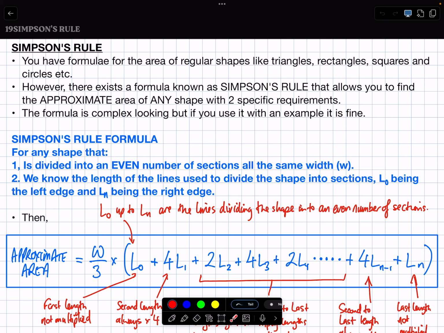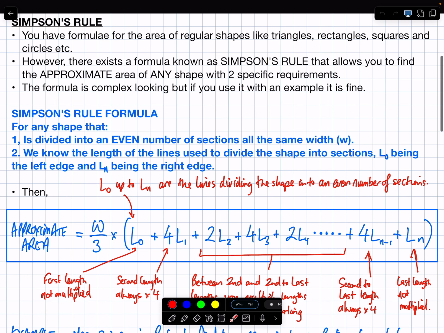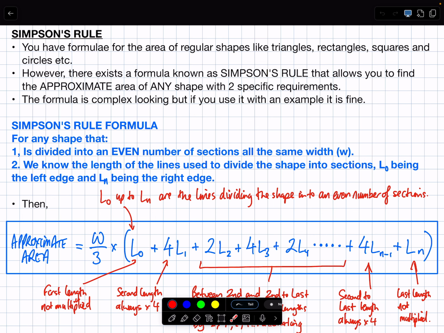Okay, last item on the timeline. This is it. This is the very last thing. It's in your DI. It's not in your DI. It's in the test. It's the idea of Simpson's rule. I've given you formulas for triangles, rectangles, squares, circles, etc.